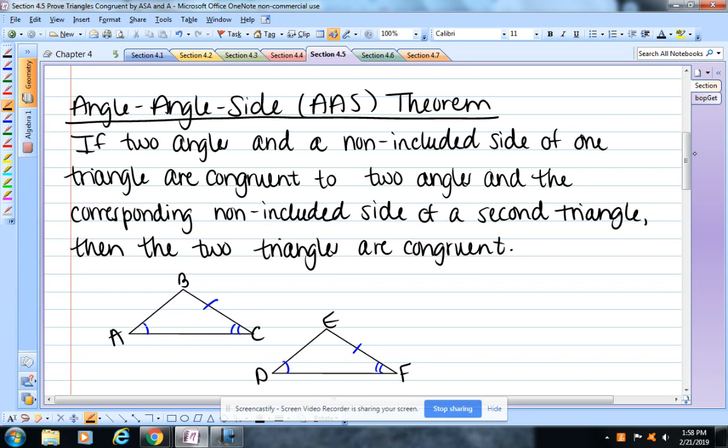So it's going to be in that order. Two angles congruent, angle congruent, and then the side not between them. Okay? So if the side's between the two angles, then it's angle, side, angle. If the side is outside of the two angles, then it's angle, angle, side. You got it? Because it kind of goes around. Angle, angle, side. All right.